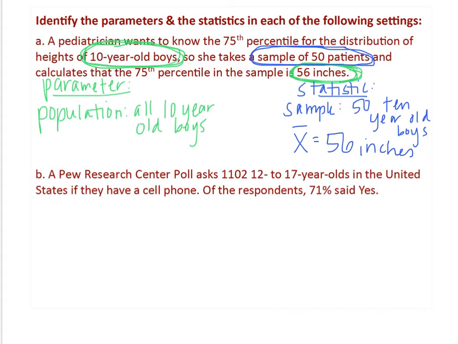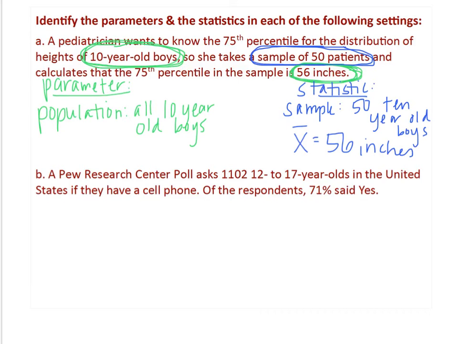So those are the only things I'm given in my problem. The population would be all 10-year-old boys. The sample mean or the sample height is 56 inches, and it came from a sample of 50 10-year-old boys. So that's it. That's all I have to do for this problem, just identify the knowns or what I've been given.